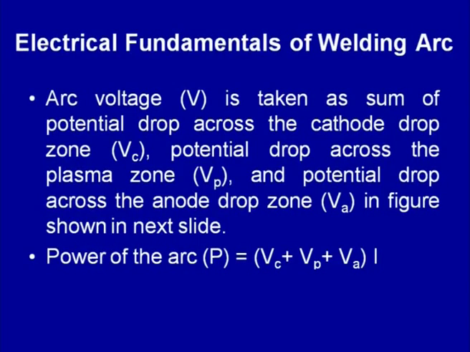So, here you can see the power of arc can be obtained from the arc voltage, which is the sum of the voltage drop in the cathode drop region plus the voltage drop in the plasma region plus the voltage drop in the anode drop region, multiplied by the welding current.